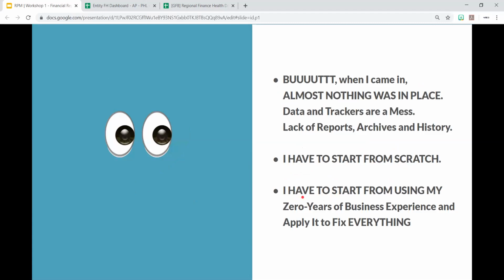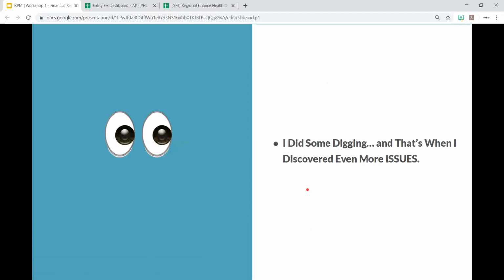So from there, I had to start using my 0 years of business experience, because back then I was pretty much a fresh graduate from my university, and I had to try to fix everything. It was quite a difficult task to handle, especially since you're just 3 weeks before the MC term starts. There was still nothing prepared for you before, so it was quite difficult. Then I did some digging using my own skills, and that's when I discovered even more issues.